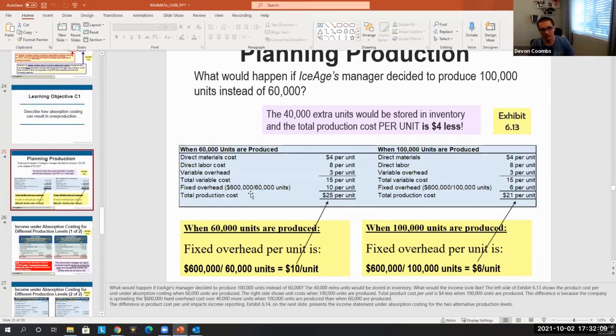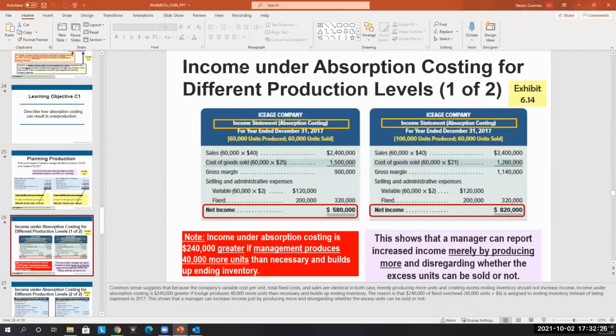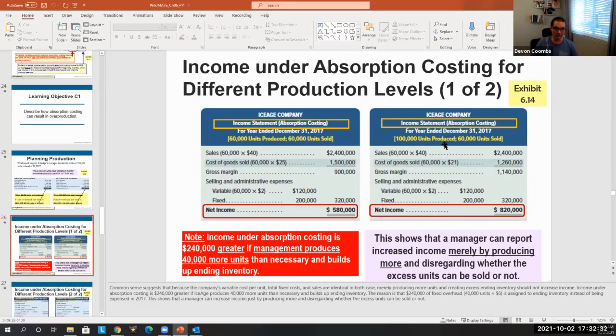Any other questions on this? You see how this can be dangerous? We're incentivized to increase units, even though in actuality, it's not changing our costs. So you can see here, if we change to 100,000 units produced instead of 60,000 units sold, we lower our cost of goods sold for the period when we produce those units, in theory, because we're hiding more of those fixed overhead costs, which boosts our net income.